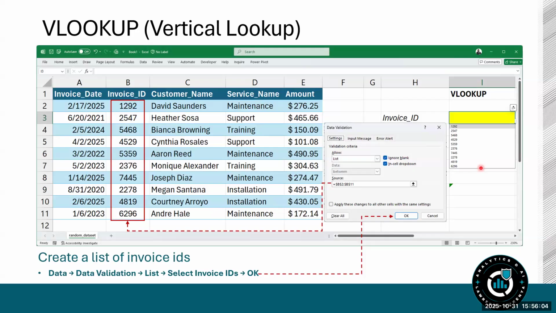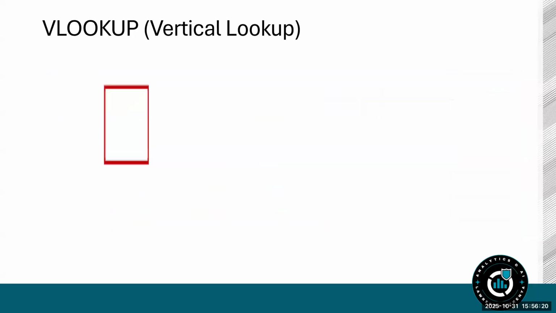First, let's create a drop-down list of invoices, and we know how to create that list using data validation. This makes it easier to select an ID instead of typing it. And this will connect automatically to the VLOOKUP formulas we are going to write.